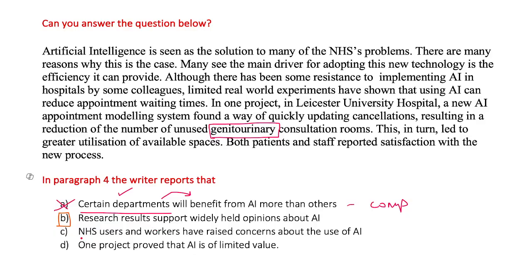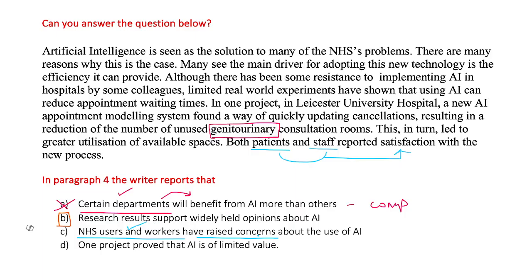Okay. Let's look at C. NHS users and workers. Can we find any synonyms? Now, I think we can. Let's change colour. Last sentence. Patients, they are customers of the NHS, I guess. Or they're users of the NHS. And staff, they're workers, aren't they? What does it say? It says they reported satisfaction. Here it says they've raised concerns. Well, that doesn't match, does it? So NHS users and workers does, but raised concerns doesn't.